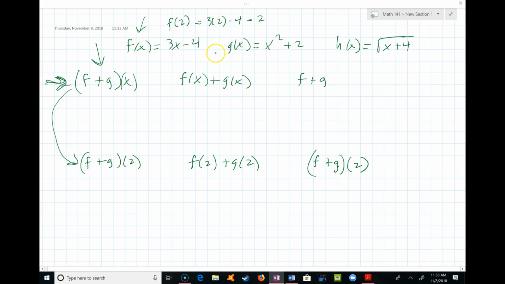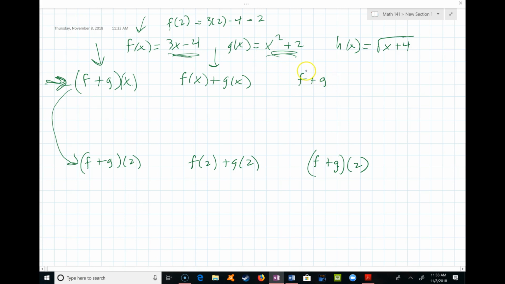Okay, now this notation is just f of x plus g of x. That's pretty straightforward. It's saying to take the f function, which is that guy right there, and add it to the g function, which is that guy right there. Okay, so in both of these, again, they're asking to do the same thing.